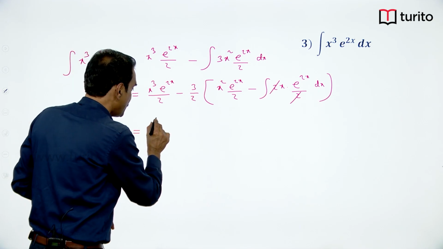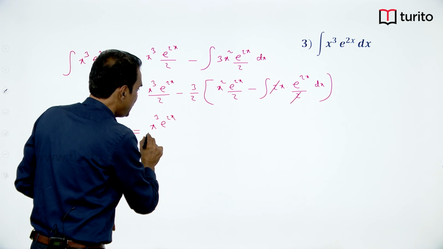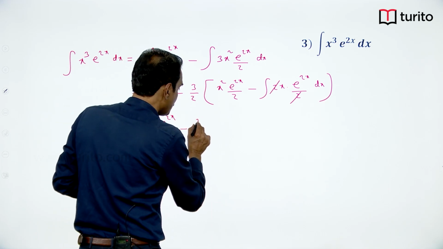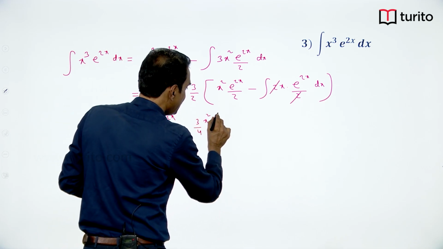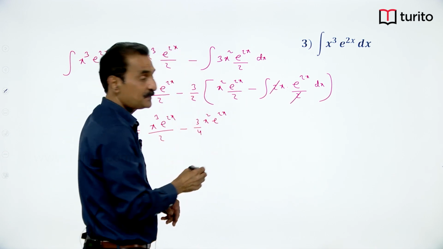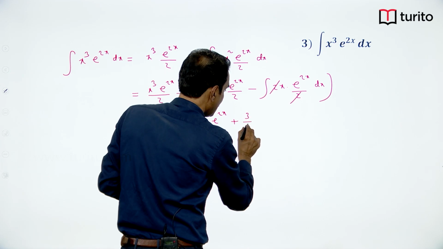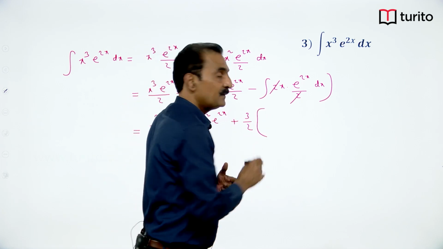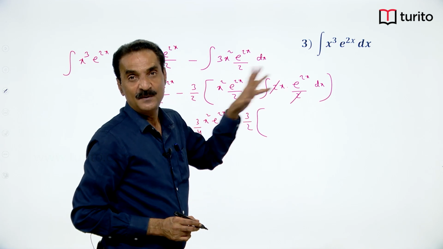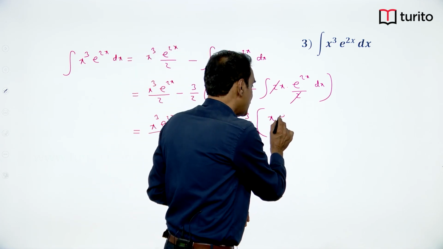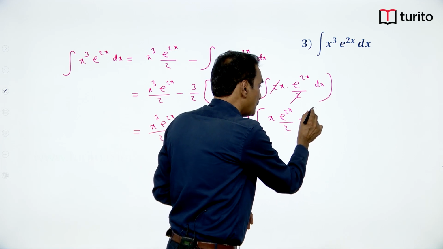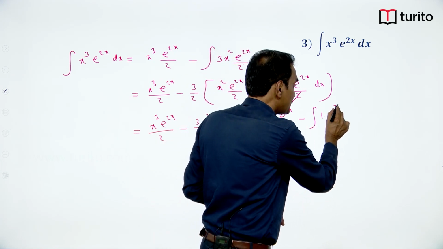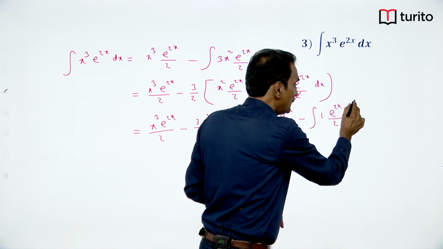This is x cube e power 2x by 2 minus 3 by 2 into 2, 4, 3 by 4 x square e power 2x, minus of minus is plus 3 by 2 into integral of x e power 2x, integrate by parts, x is first function, e power 2x is second function, first function into integral of the second, minus integral derivative of the first function 1 into integral of the second function e power 2x by 2 dx.